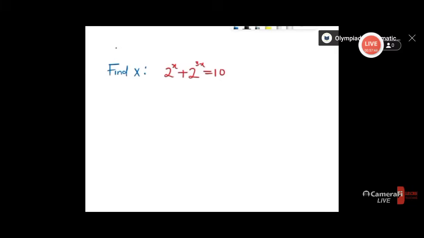Welcome to Hajjady math class. Today I'll be finding the value of x. So from here, we have that 2 raised to power x plus 2 raised to power 3x equals 10.